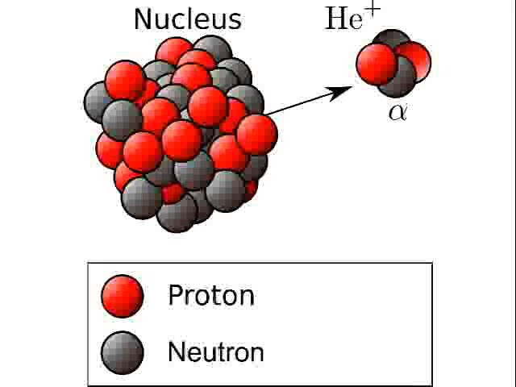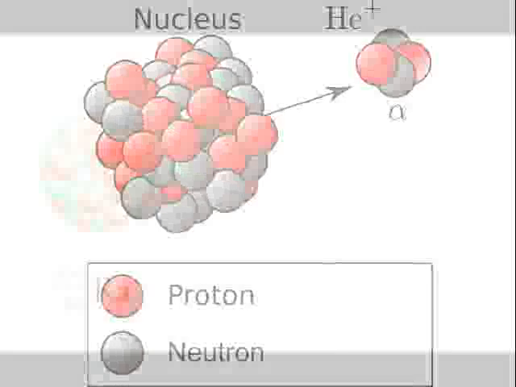The first main type of radiation is alpha decay. When a nucleus undergoes alpha decay, it loses an alpha particle. And alpha particles are made up of 2 protons and 2 neutrons. This is also the nucleus of a helium ion.